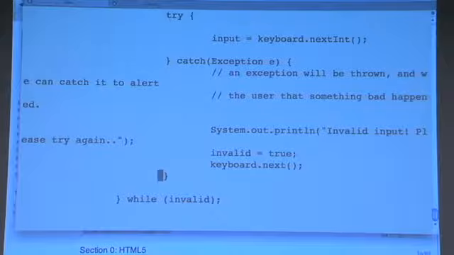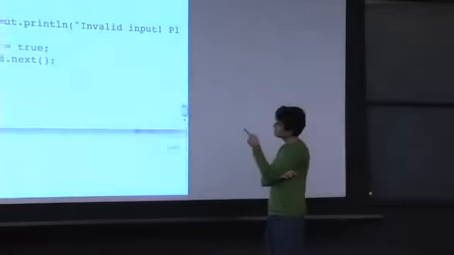And we are going to perform the test at the end of this do-while loop: while this is actually invalid. So while we have invalid data, we're going to continually ask the user until we receive valid data. Now you might notice that there is a keyboard dot next here.